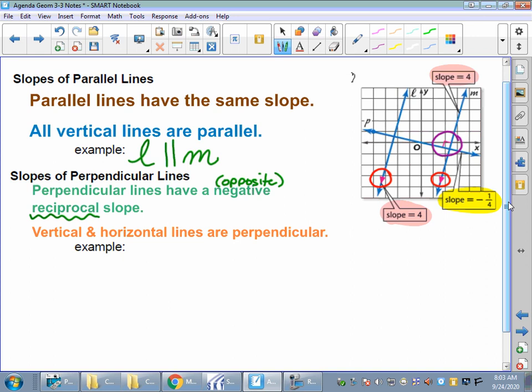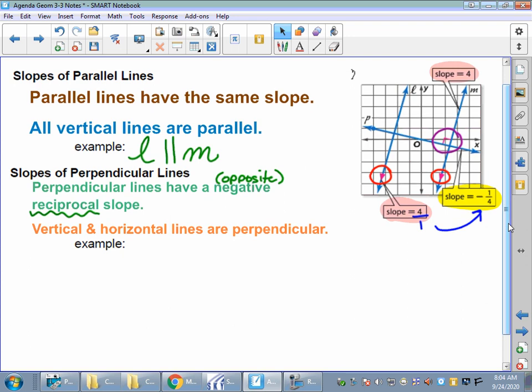Reciprocal is the flipped over fraction. So slope of negative 1/4, I flip that over, I get 4/1. Remember, when you've just got a slope of 4/1, or just 4, it would be like a 4/1. So when you do the reciprocal, it's 1/4, and then I change the sign. Horizontal and vertical lines are perpendicular, so basically 0 and undefined are perpendicular slopes, even though they don't have numbers in there for the undefined.